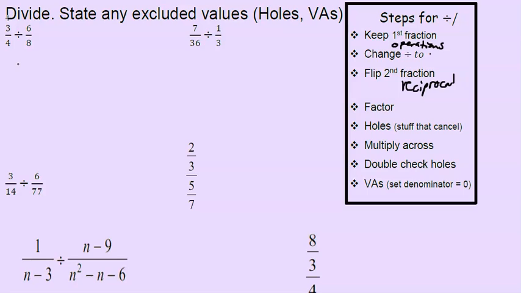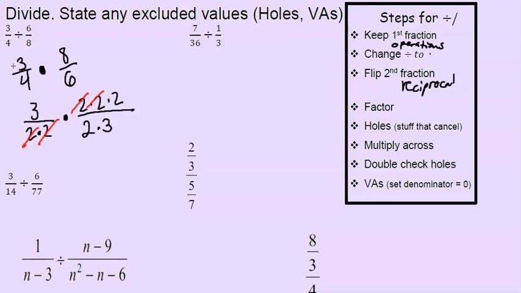So let's keep the first fraction. So we have 3/4. Change the operator to multiplication, and then flip the second fraction. After you do that, go ahead and factor these. We want our prime factorizations. So it'd be 3 over 2 times 2. And then 8 is 2 times 2 times 2. 6 is 2 times 3.